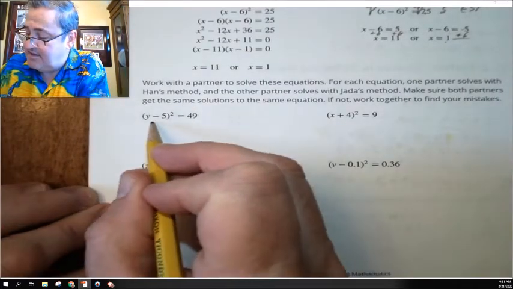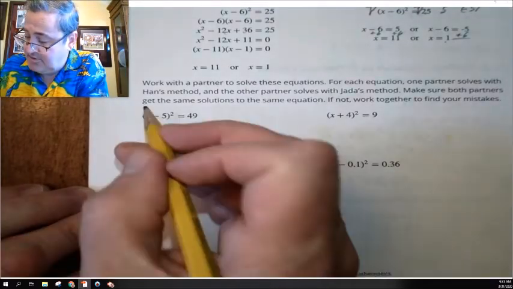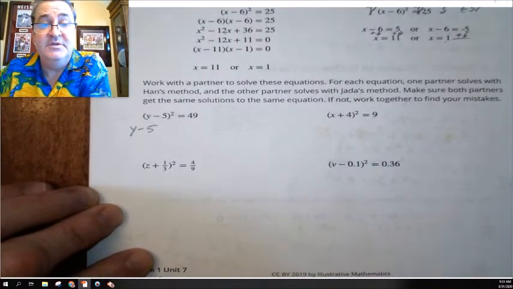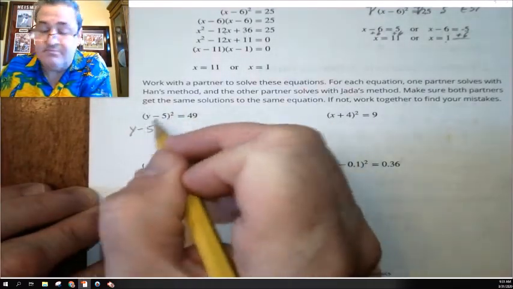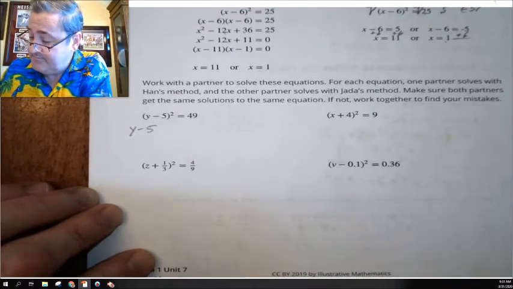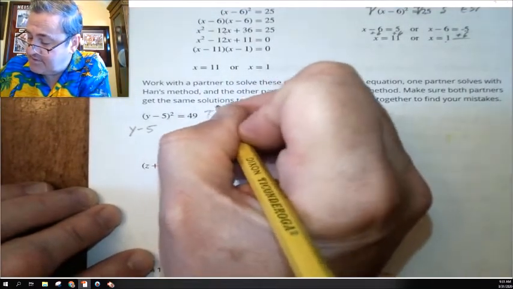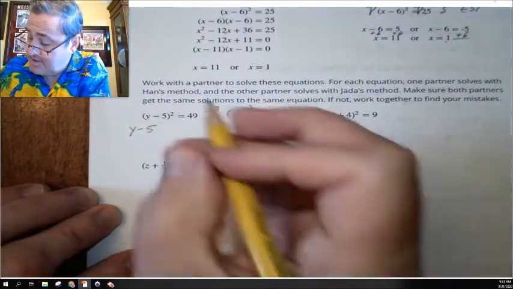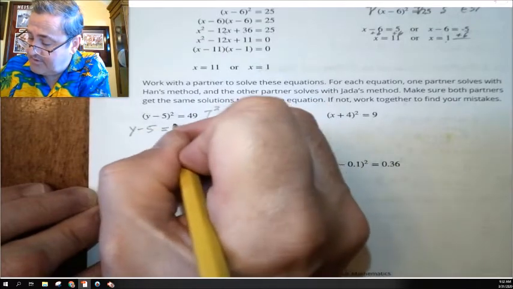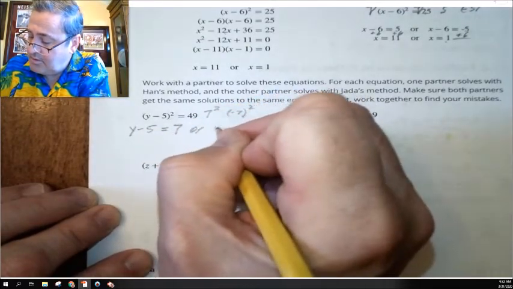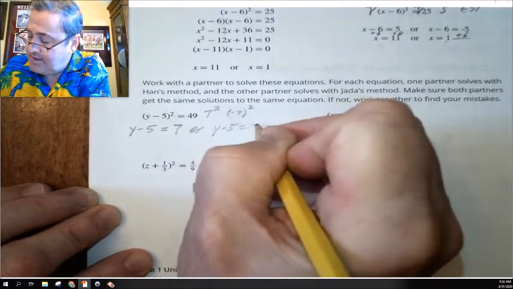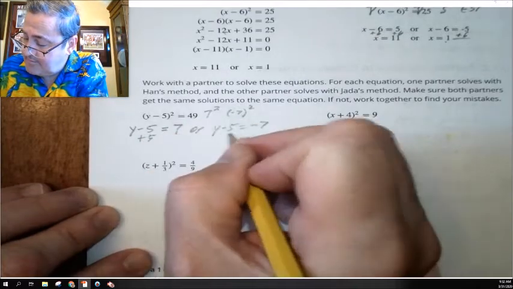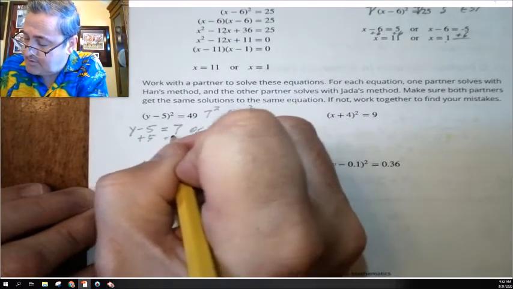So her method said take the square root of both sides. Well, the square root of that is y minus 5, because that would just be one of those. When you square something, you square root it, it's the opposite of squaring. 49 is either 7 squared or it's negative 7 squared. It has to be one or the other. So either y minus 5 would equal 7 or y minus 5 would equal negative 7. Right? Add 5. Got to do it to both sides of the equals.